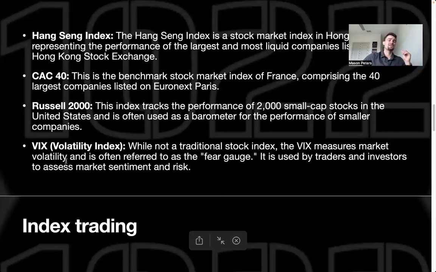The VIX, the volatility index, is not an index that you can really trade. This is an index that gives a volatility measure of fear. It's a fear gauge. How volatile is the market? How much trading is in the market at a given time period? So the VIX, we're going to go over every single one.